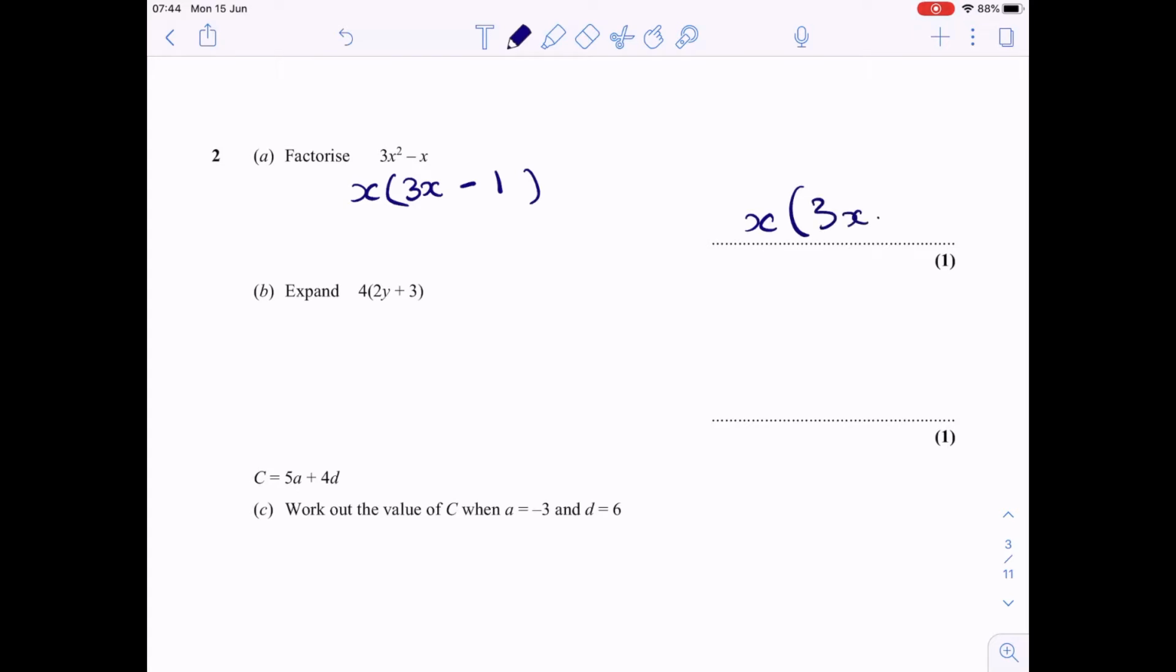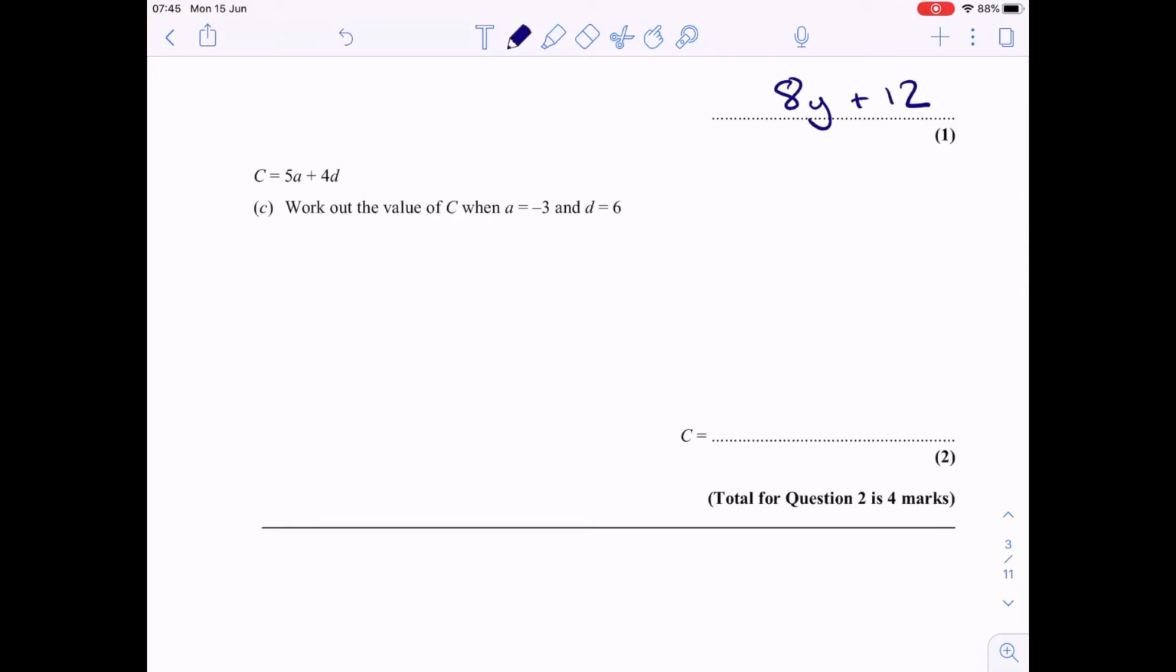x(3x minus 1). And expand 4(2y plus 3). So it's important we multiply this 4 by the 2y first. So that's going to be 8y. And then we multiply the 4 by the 3, which is 12. Okay. So my answer is 8y plus 12.